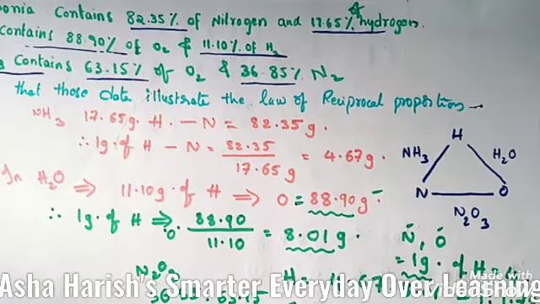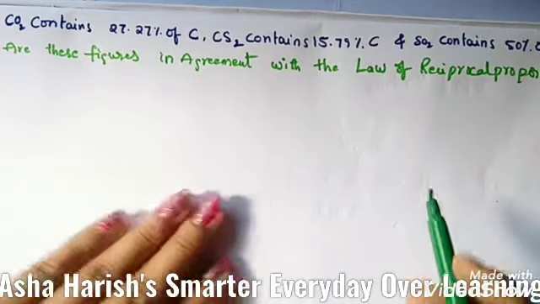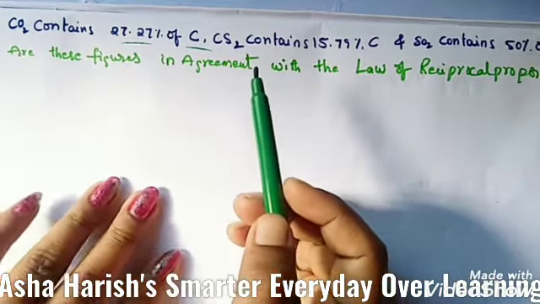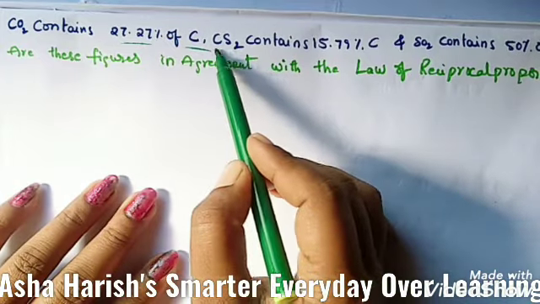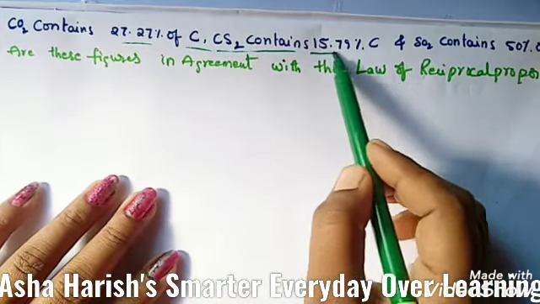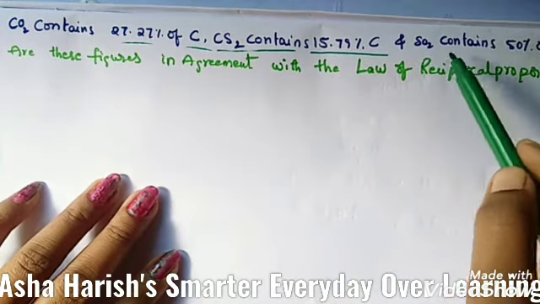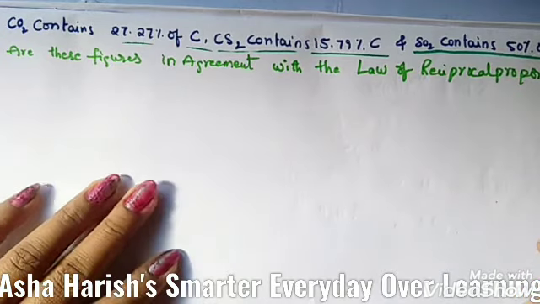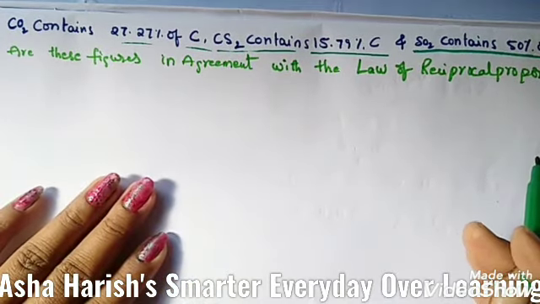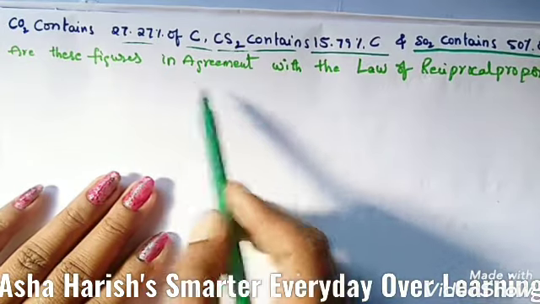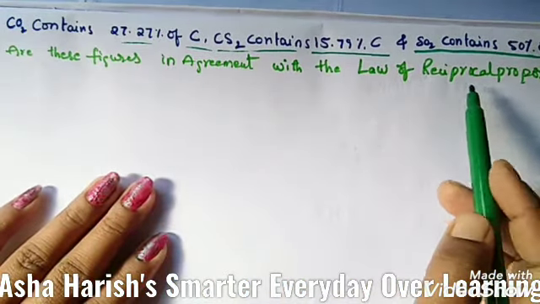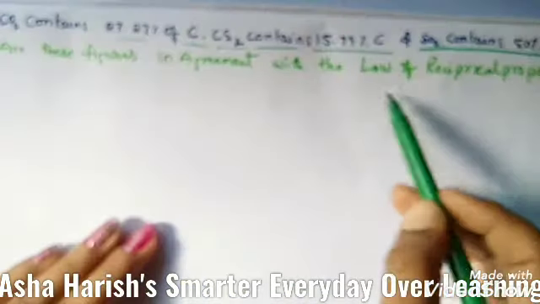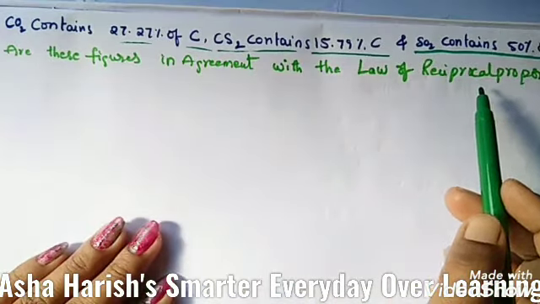Now let's go for the next example. Carbon dioxide contains 27.27% of carbon, and carbon disulfide, that is CS2, contains 15.79% of carbon, and sulfur dioxide contains 50% of sulfur. This is the statement and this is the data they have given. Are these figures in agreement with the law of reciprocal proportions? We have to prove that they agree with this law of reciprocal proportions. Let's do it.